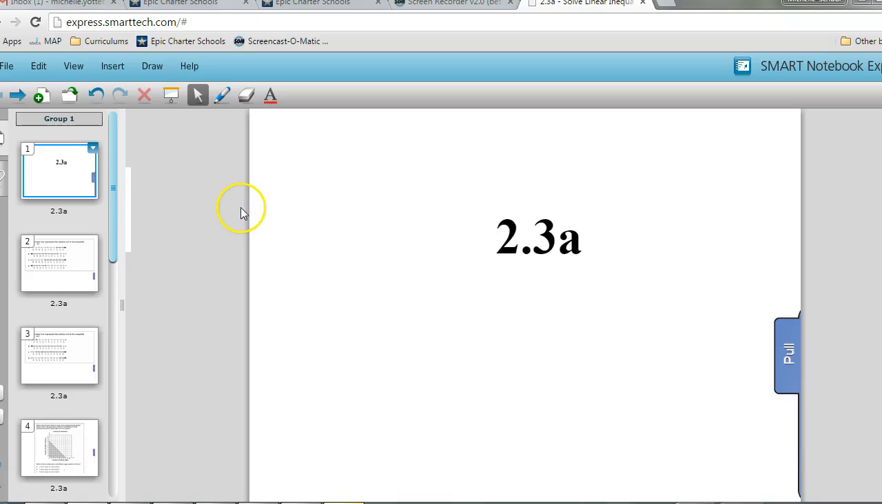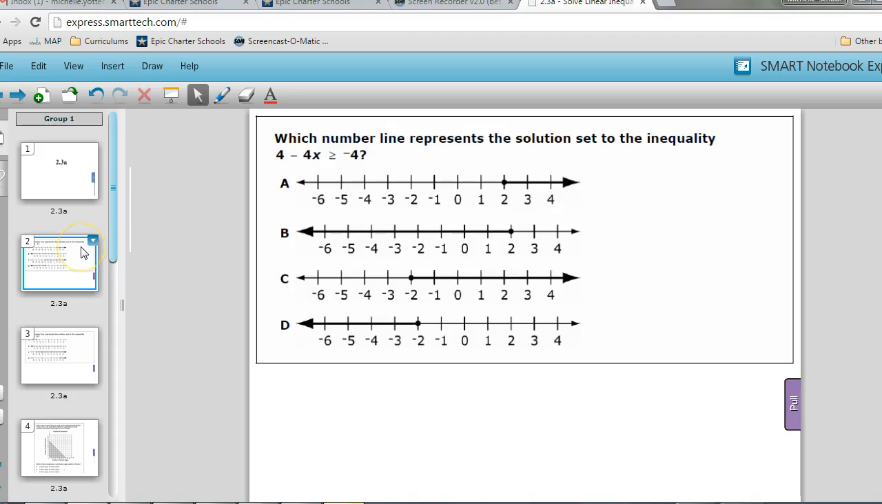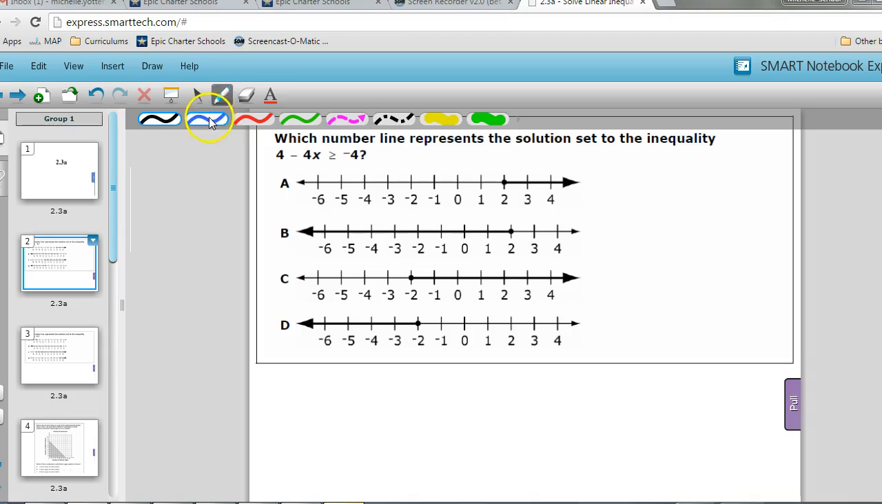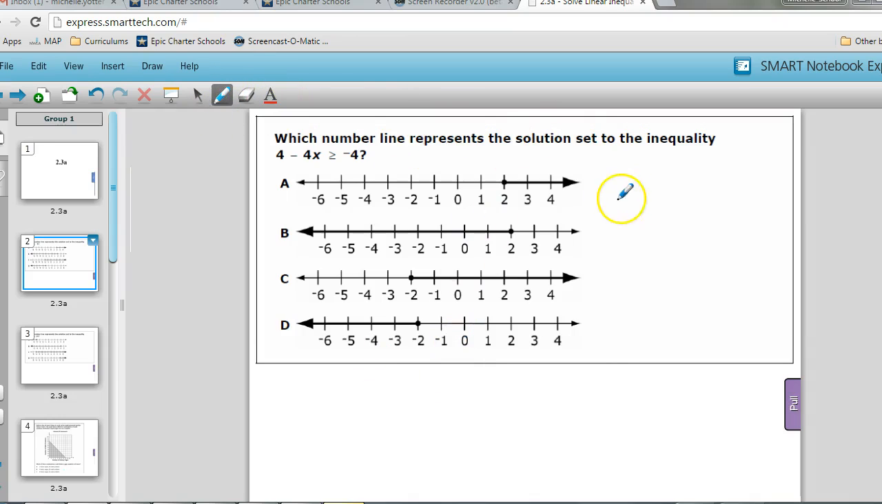Okay, this video is about solving linear inequalities with their graphs. So there's really no easy way of doing these. You just have to solve them. Remember, if you multiply or divide by a negative number, you have to flip your sign. That's probably going to be my biggest thing for you guys to remember.